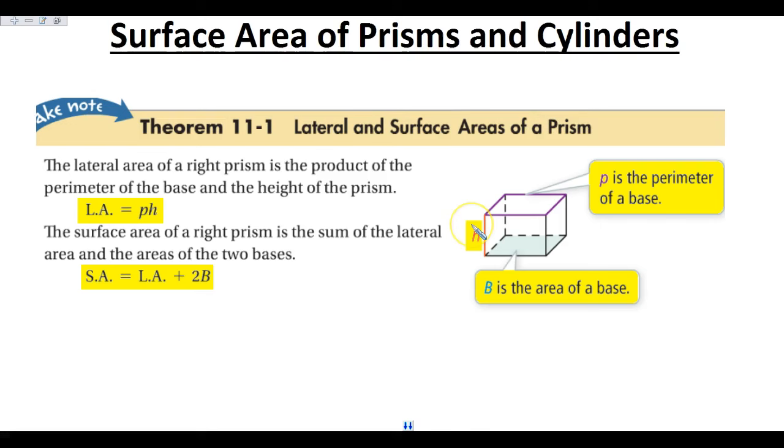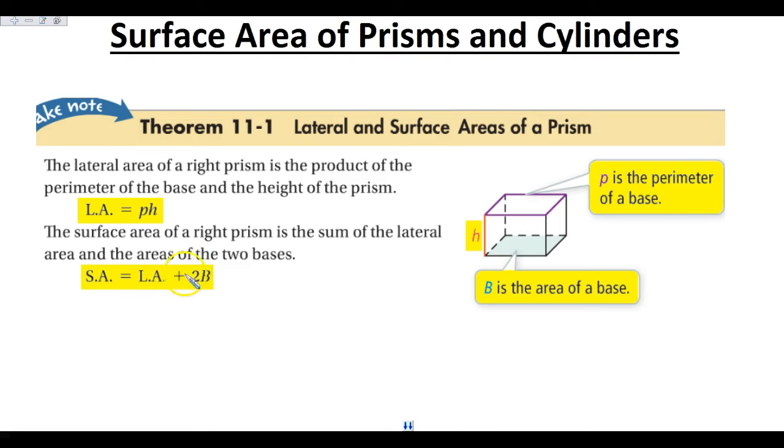Lateral area is the area of all of the lateral faces put together. Like in this figure, this is my base. So top and bottom are my bases. The lateral area is going to be the area of the left side, the front, the right, and the back, all four of those faces added together. Then when I do surface area, I'm going to take that lateral area and add in the two bases, that top and bottom.